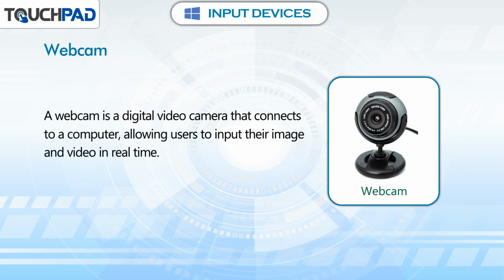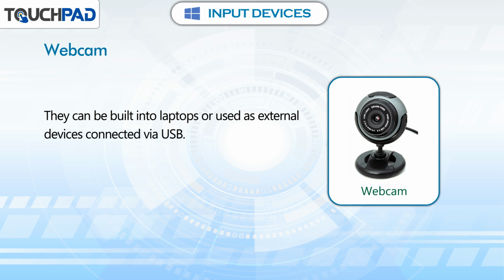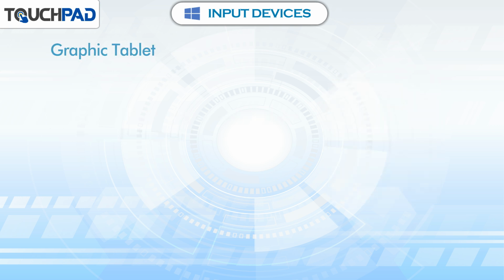Webcam. A webcam is a digital video camera that connects to a computer, allowing users to input their image and video in real time. Webcams are commonly used for video conferencing, live streaming, and capturing images or video for various applications. They can be built into laptops or used as external devices connected via USB.